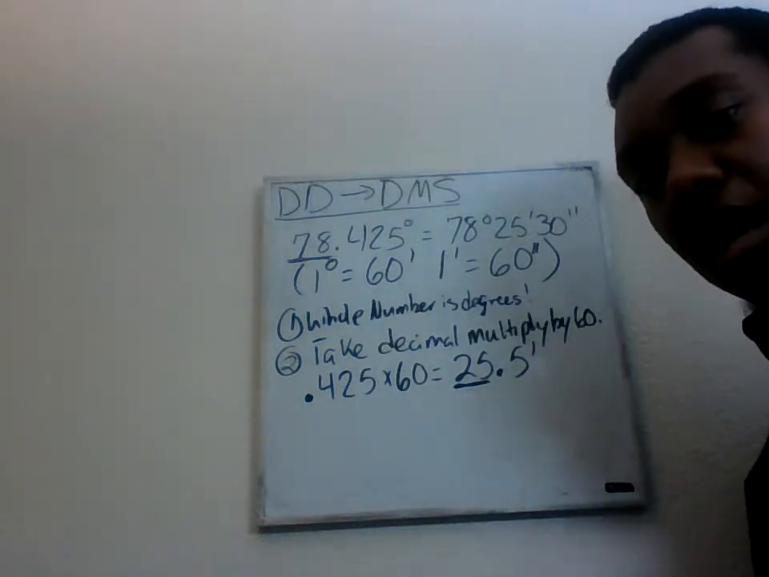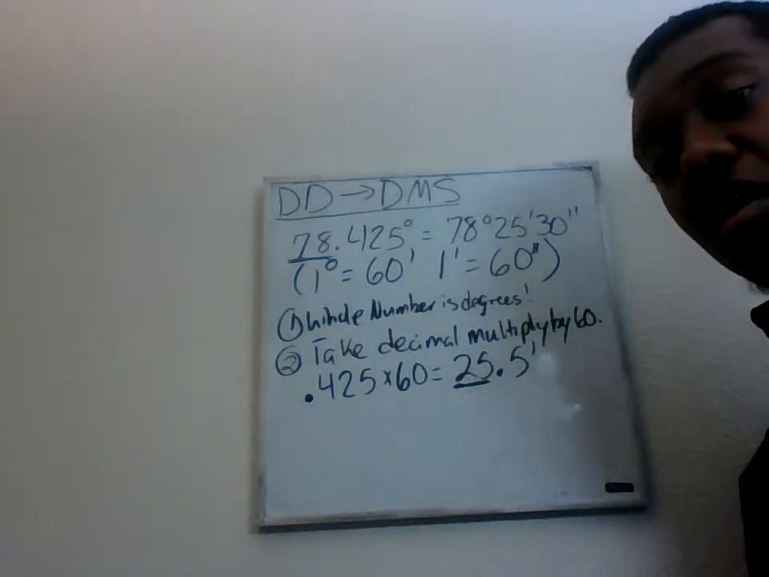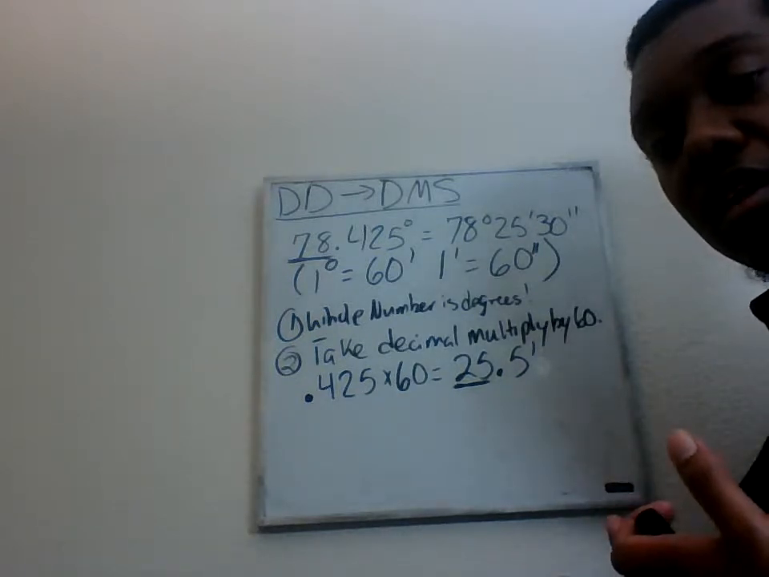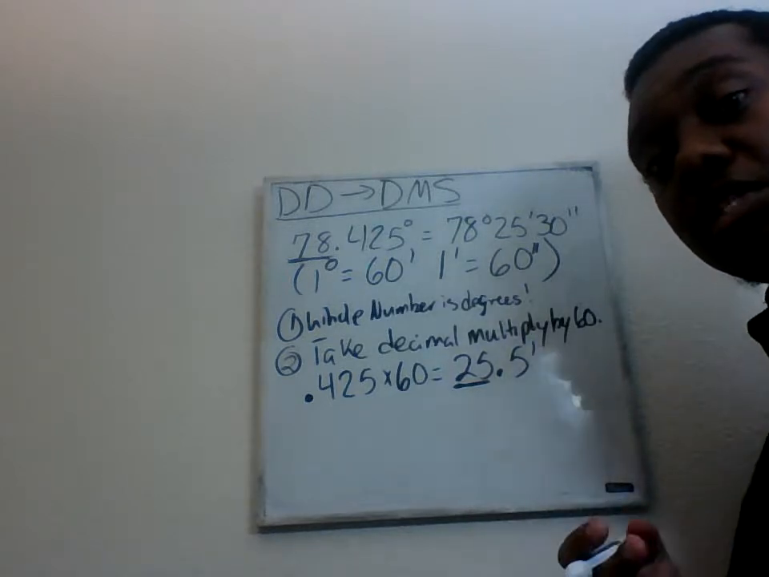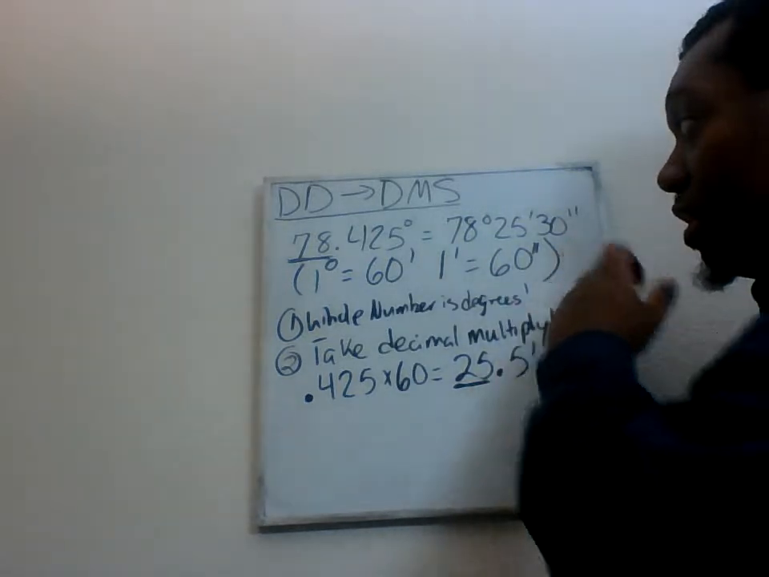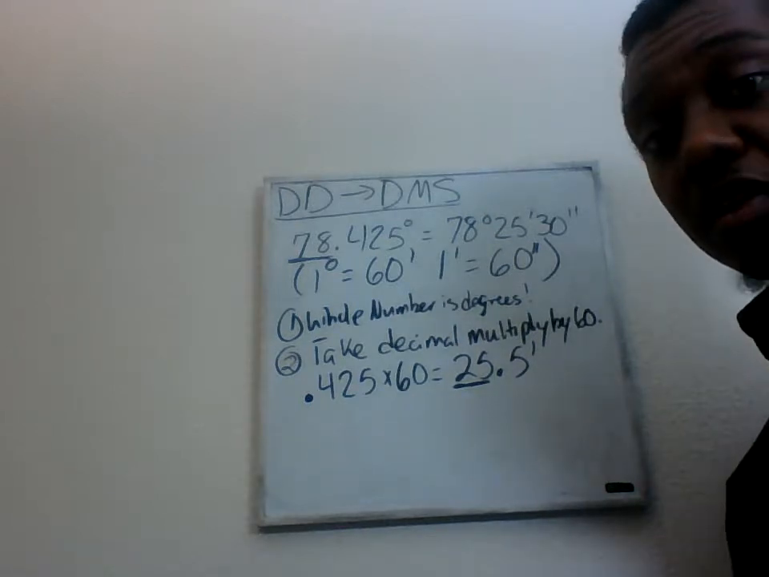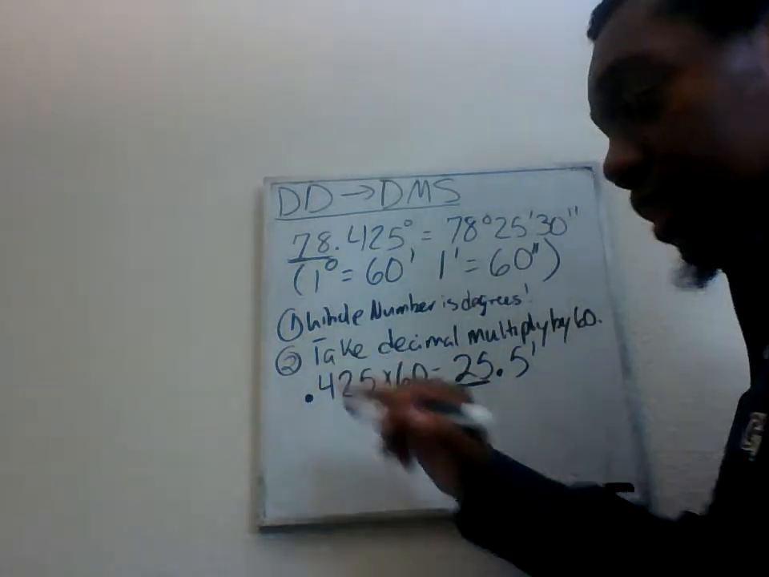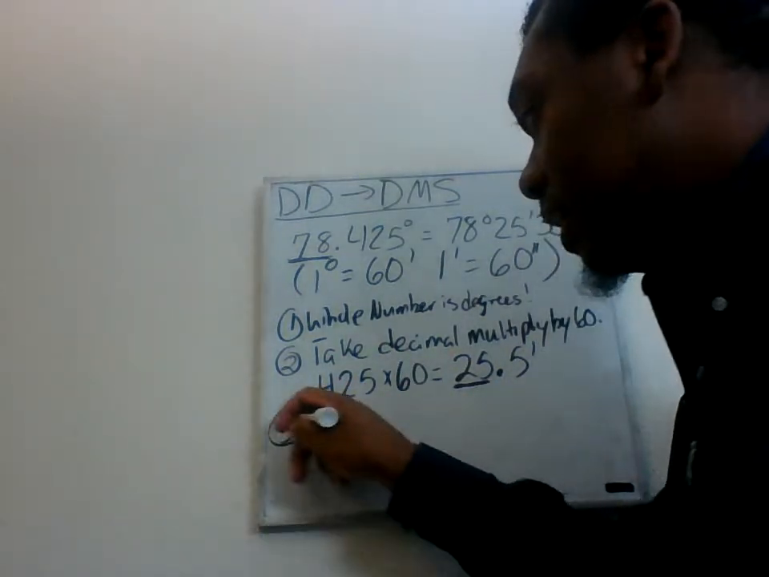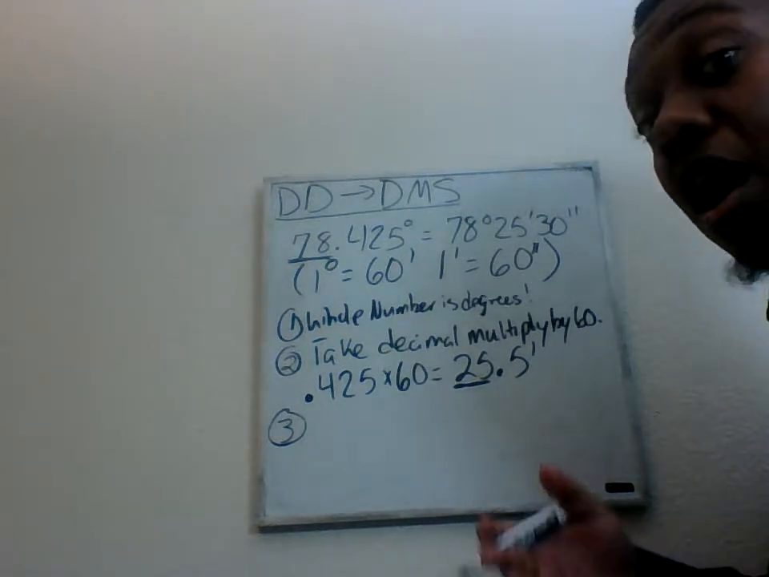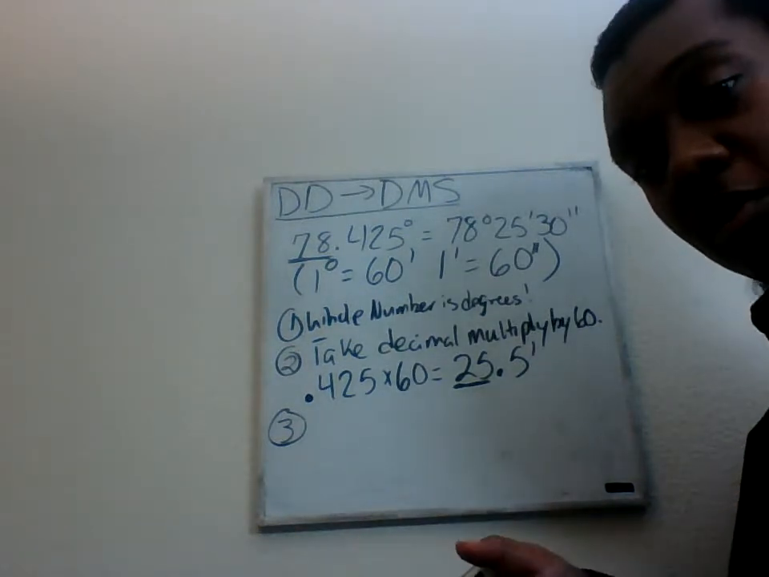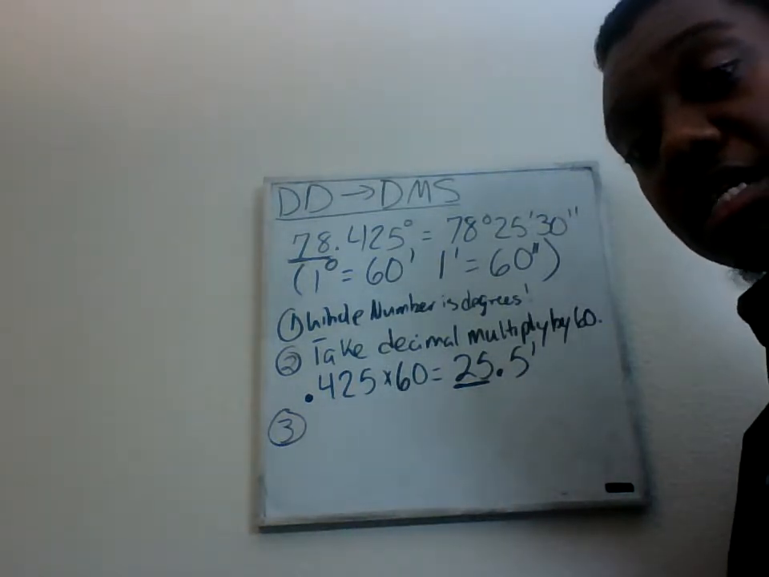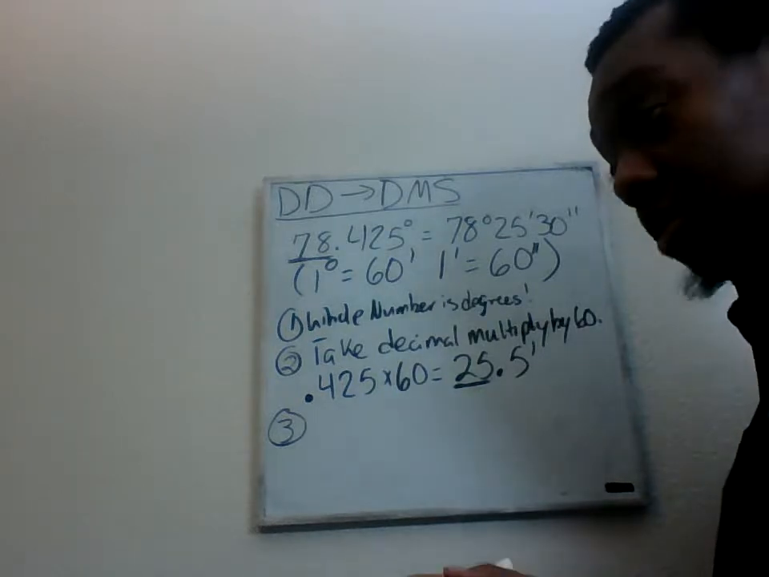Okay. Well, what about the 0.5 here at the end? That's the fraction of minutes that we have left. We have 0.5 minutes left. Well, we can convert that now into seconds, which is the next part of our degrees, minutes, seconds. It's the smallest unit of it. So we're going to take this fractional part of minutes and convert it to seconds. Similar to what we did in step 2, we're going to multiply it by 60. Why is that? There's 60 seconds in 1 whole minute. So if there's 60 seconds in 1 whole minute, and we want to know how many seconds is 0.5 minutes, we need to multiply them.